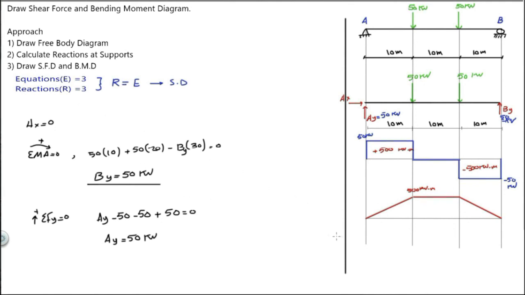Now if you are required to specify the maximum moment, simply Mmax is equal to positive 500 kilonewton meter.